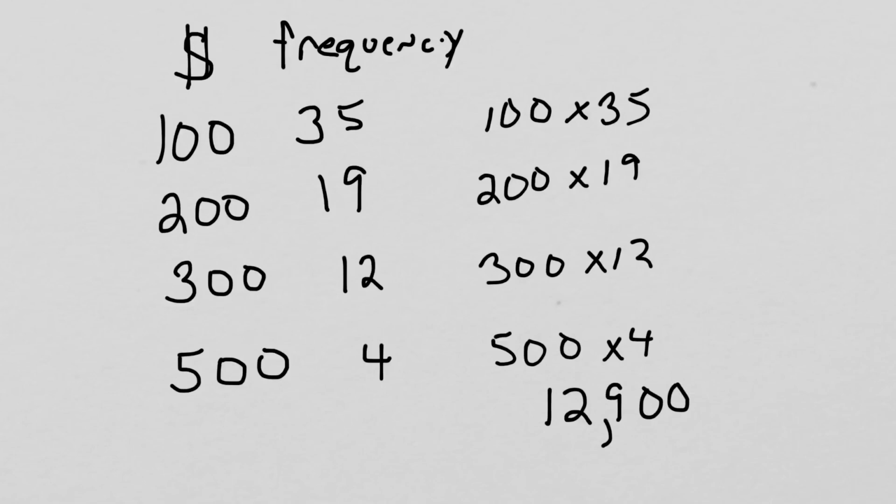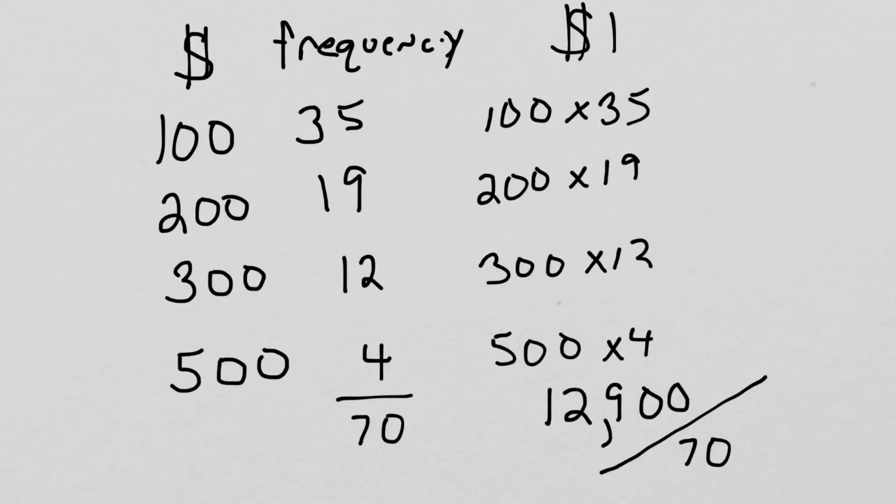That's the total dollars that this company pays out. They paid that out to 70 different people. To find the mean, you just have to divide the 12,900 by the 70. I do that and I come up with $184.28. So the average or the mean is $184, and we're going to call it 29 cents. So that's the average or the mean.